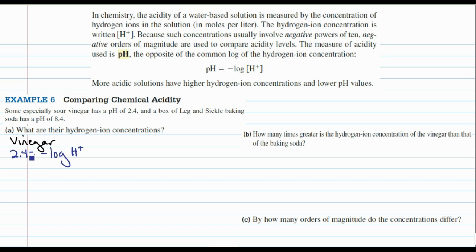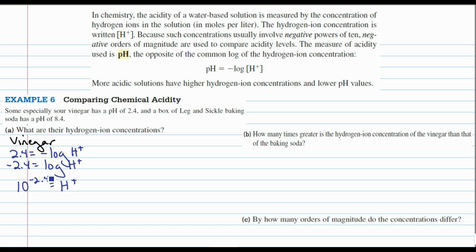So I'm going to divide both sides by -1. So negative 2.4 equals now just the regular log of H+. And I'm going to do the go-to, change this to exponential form. So this is log base 10, so now the base of my exponent is 10. And then logs find exponents, so the output of this log is negative 2.4. And that's going to equal the hydrogen ion concentration.